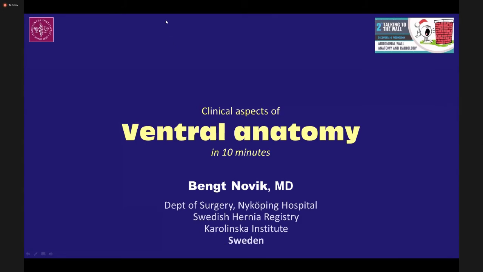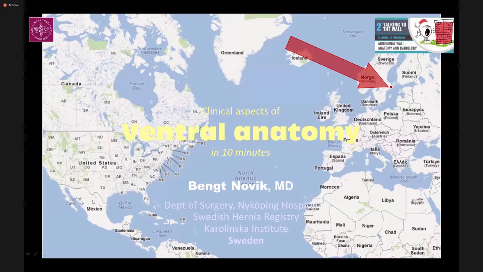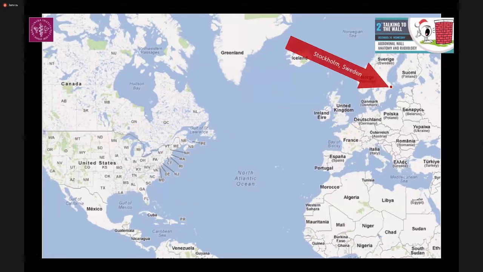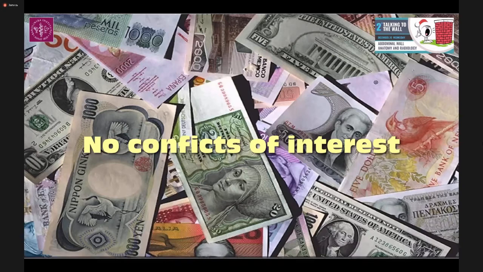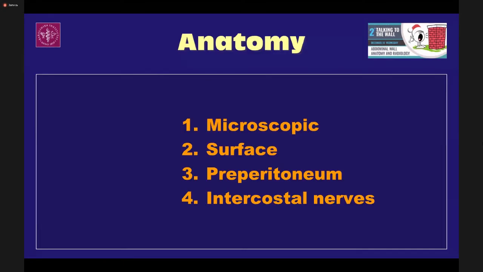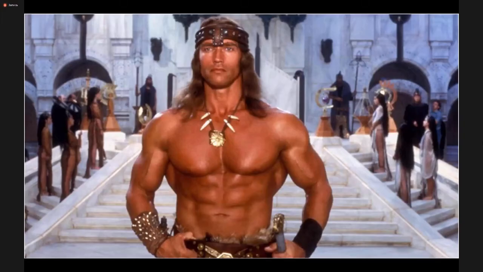Okay. Yeah. Very good. So I'd like to talk about ventral anatomy, and I was told I couldn't show any radiographs, but I will try to do my best to go through. I'm sitting right here in Sweden. I have no disclosures. I will talk about different kinds of anatomy: microscopic, surface anatomy, preperitoneal, and something about nerves. This is my model.